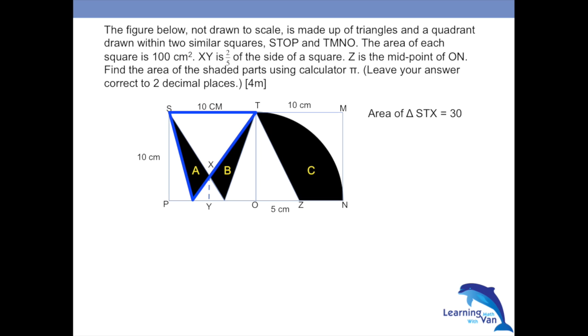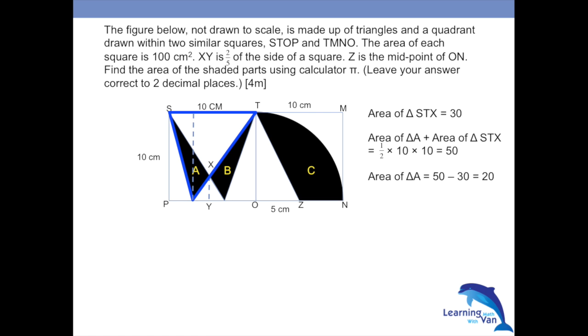And why am I so interested in this bigger triangle? Because it gives me all the measurements for the base and the height. The base is basically 10, and the height is the same, 10. So with that, we can find the area of this big triangle, which works out to be half times base times height, which equals 50 centimeters squared. So with that, you just take away the difference, and that will give you triangle A. So you found your triangle A, which equals 20 centimeters squared.